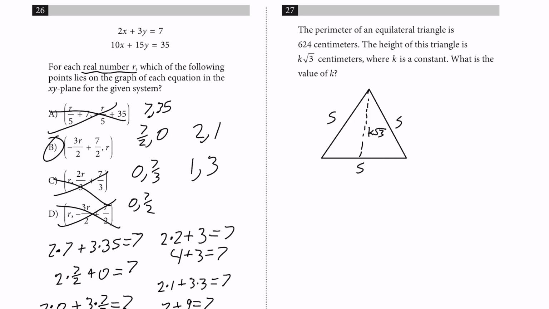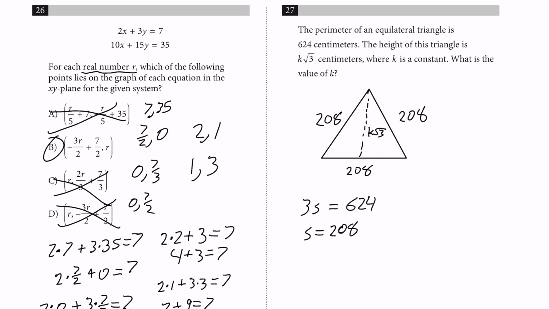It's equilateral, which means each side has the same length. So we know that the perimeter, which is the sum of the lengths of the sides, so that's 3s, is equal to 624. So that tells us the length of each side. We have s is equal to 208. So now we can remove the s's, and we could put 208, 208, 208.